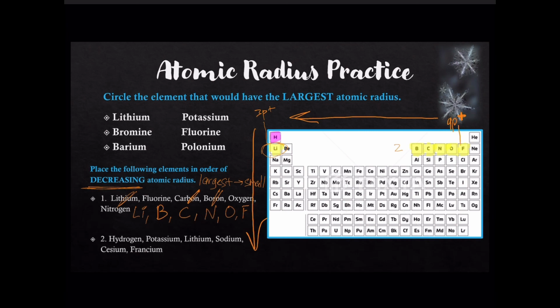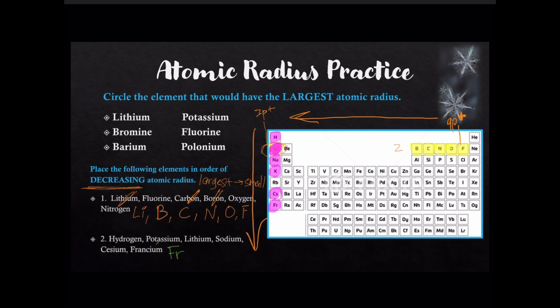We have hydrogen, we have potassium, lithium, sodium, cesium, and francium. So once again, we're going to rank them in order of largest to smallest because it says decreasing order. So notice when we go down a group, the atomic radius increases because we have more energy levels, there's more shielding. So going down a group, the largest atom would then be francium.